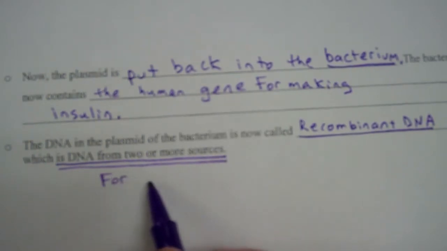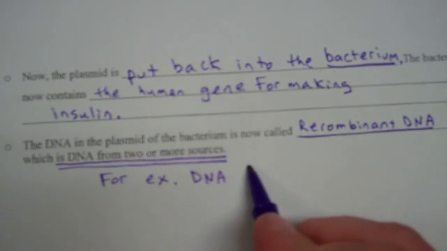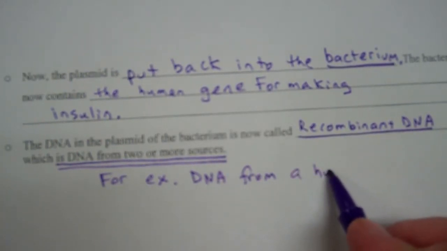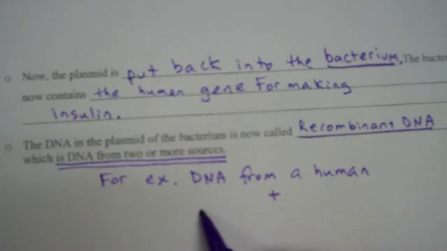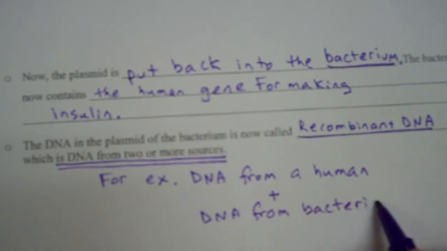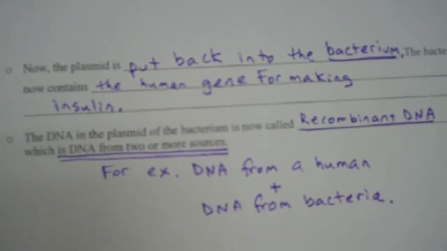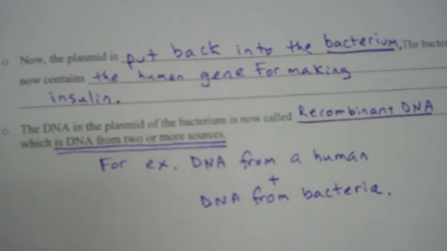For example, DNA from a human, like the insulin gene, plus DNA from the bacteria. Okay, when you combine that DNA, it's called recombinant DNA. Now, let me show you.